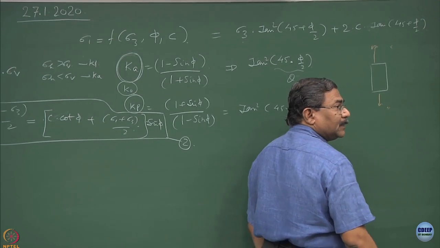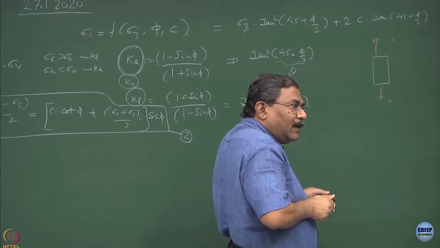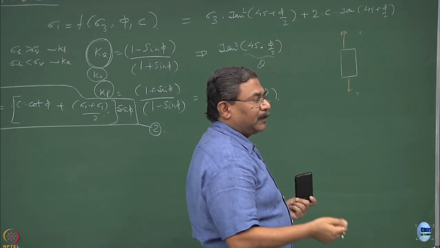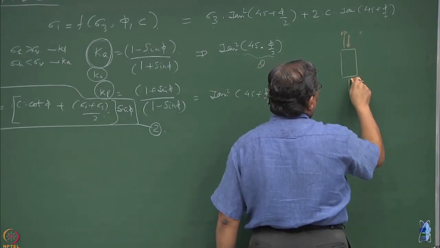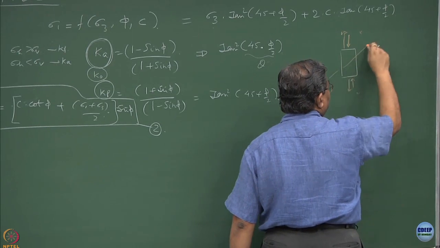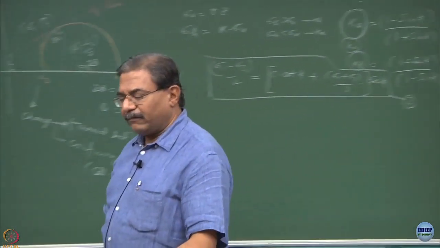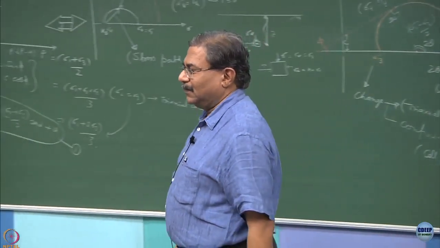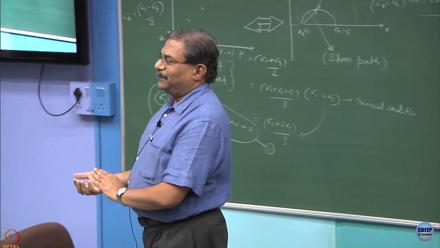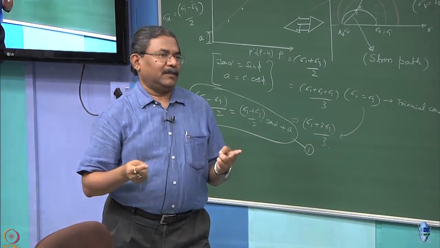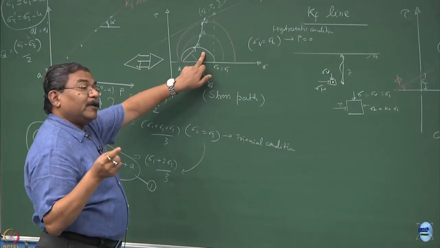Second possibility is compress it and see when the failure occurs. This is what we normally adopt. Compress the sample and see when the failure takes place along this plane. This is what we have been discussing. So, unfortunately, there is no other way to fail the sample. Is this a correct statement? So, either you have to play with sigma 1 or you have to play with sigma 3. This is the Mohr circle corresponding to what state?